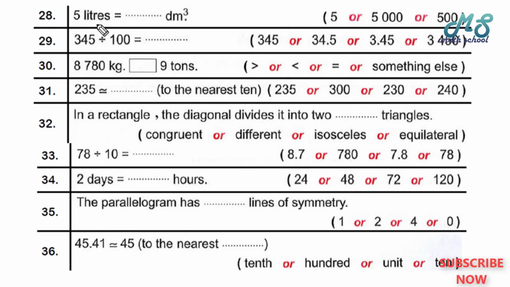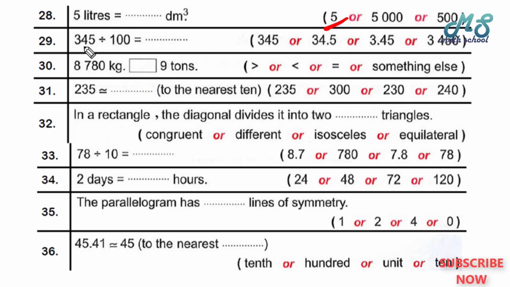Number 28 says 5 liters equals how many cubic decimeters? Of course we all know the relation between a liter and the cubic decimeter, Mister: a liter is equivalent to a cubic decimeter. So I will directly choose 5 cubic decimeters.